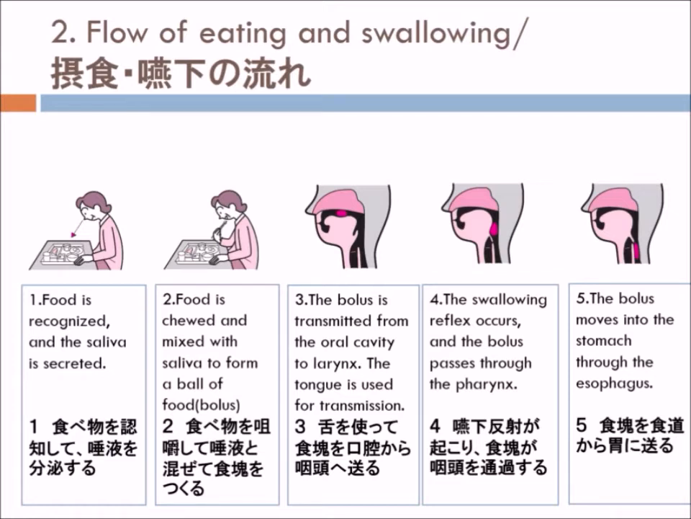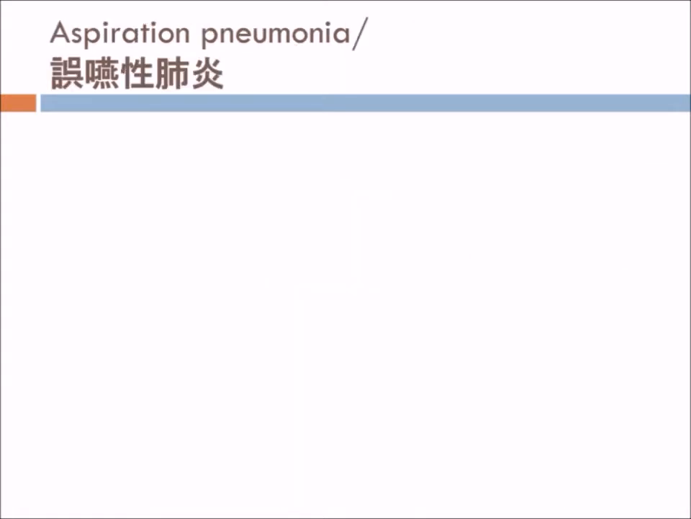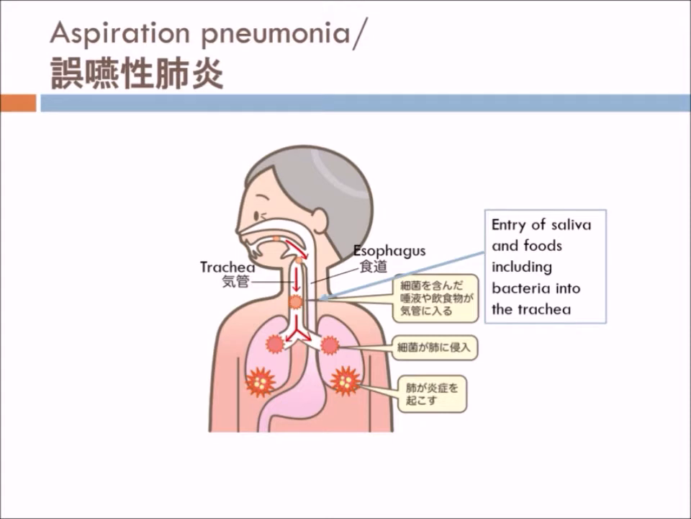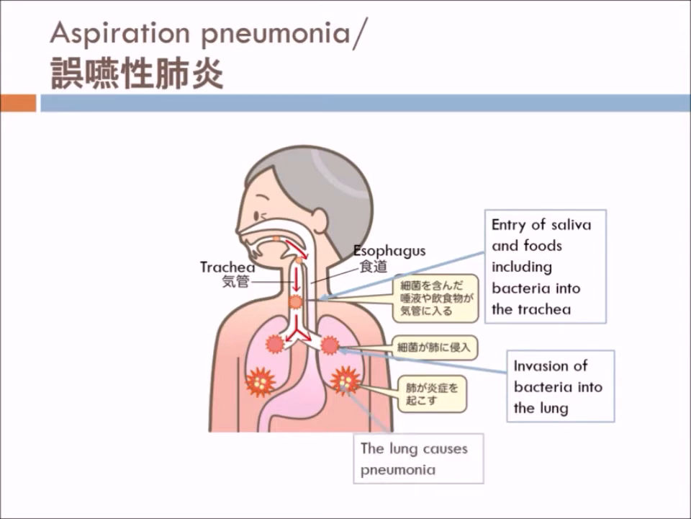Is there a disorder somewhere in this flow? Food intake becomes difficult. This is commonly known as eating and swallowing disorder. Aspiration pneumonia is caused by bacteria mistakenly entering the trachea or bronchial tube with food and saliva. Saliva and food including bacteria enter the trachea. Bacteria invade the lung. The lung develops pneumonia.